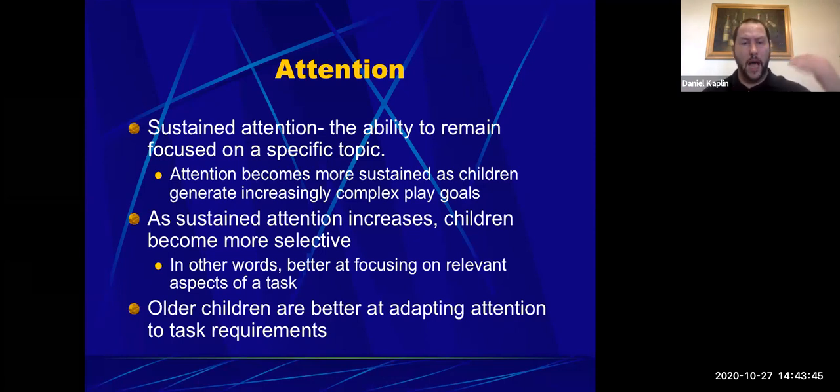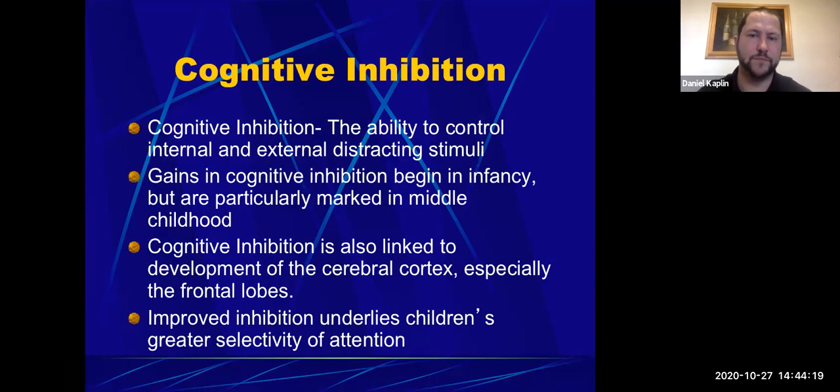Now, another thing that happens is that we become very, very focused. So we become more selective in our attention. Once we have mastered this concept of sustained attention, or it gets better, then we start to focus on the most relevant aspect of the task or the most important aspect and start to ignore some of the extraneous or irrelevant aspects. And then as we get older, we tend to adapt in our attention even better.